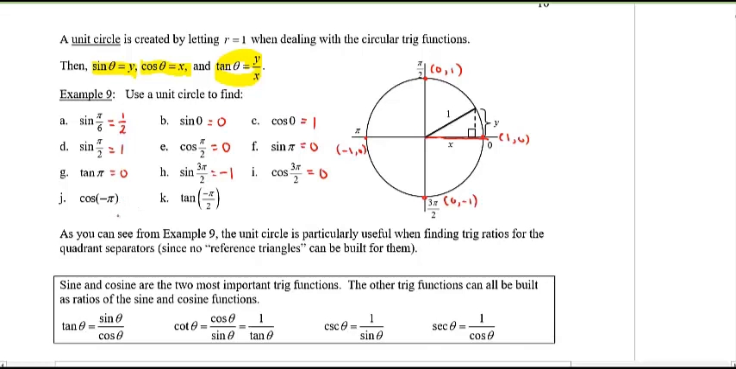Ooh, J is kind of weird. Negative pi, what's that? Starting here, going like that, that's negative pi. So negative pi is equivalent to pi, so this is the same thing as cosine of pi, and the cosine of pi is just negative 1. Tangent of negative pi over 2, that's interesting. That's going this way, that's down here. Tangent, of course, is y over x, so negative 1 over 0. What's that? Yes, it's undefined.